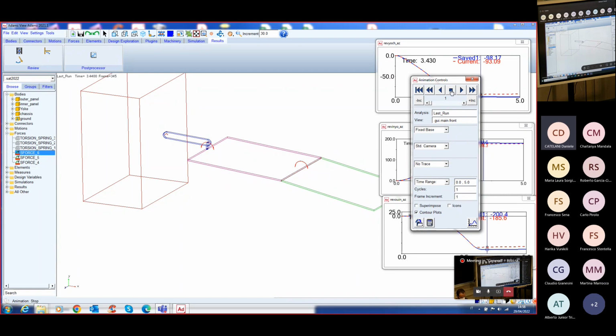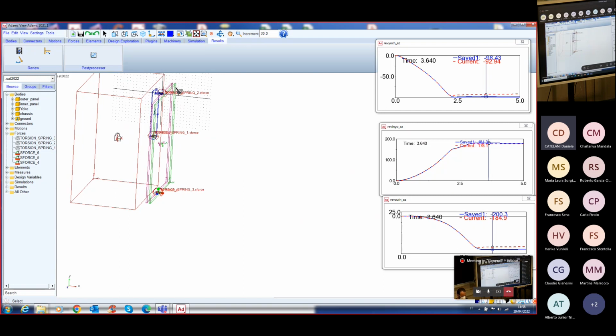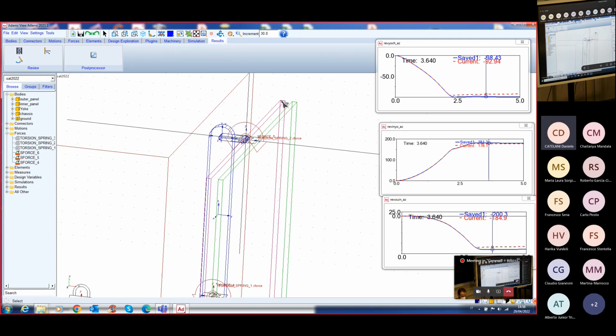Okay, now we want to replace the rigid body with a flexible body. And we have two options. You can go to the inner panel, modify. Sorry, you can go to the inner panel and select make flexible.